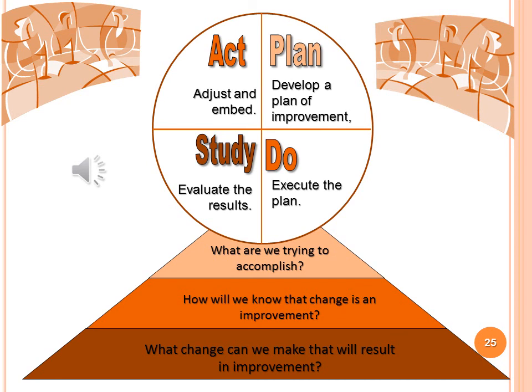Here's a very simple process where you develop a plan, execute the plan, evaluate the results, and adjust and embed. The 3 questions are: what are you trying to accomplish, how will we know that the change is an improvement, and what change can we make that will result in improvement. This is a very simplified plan, but it still goes through all of the process steps.